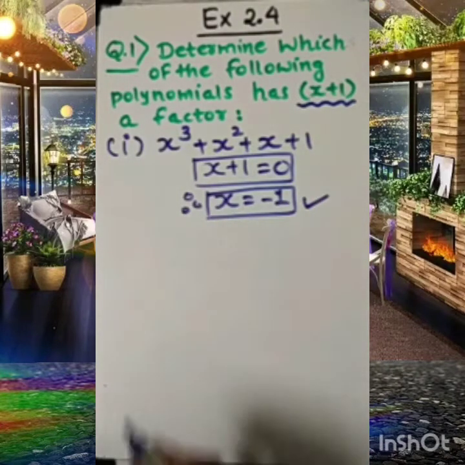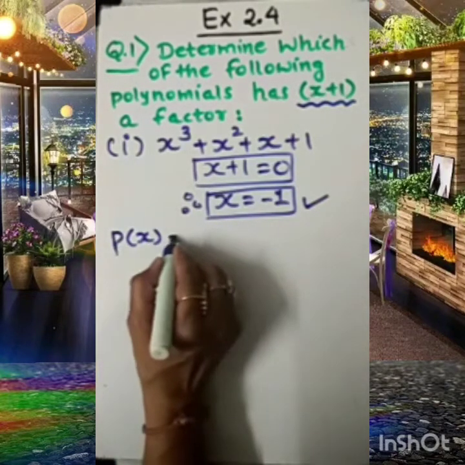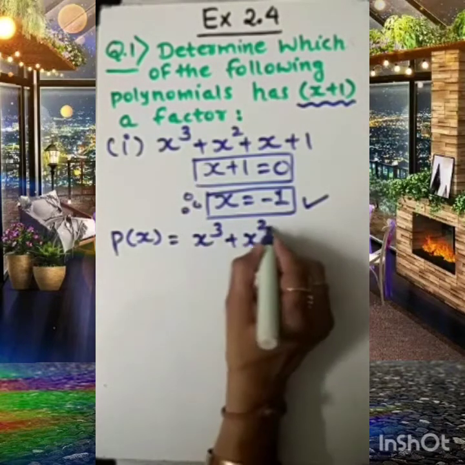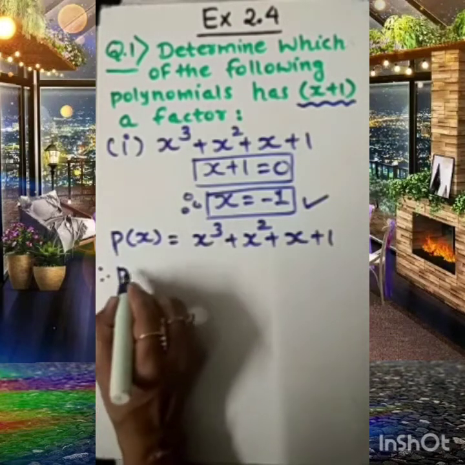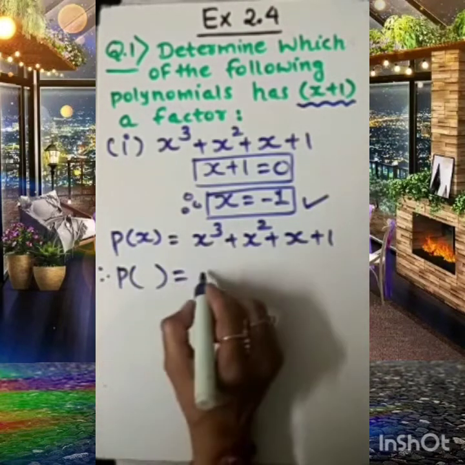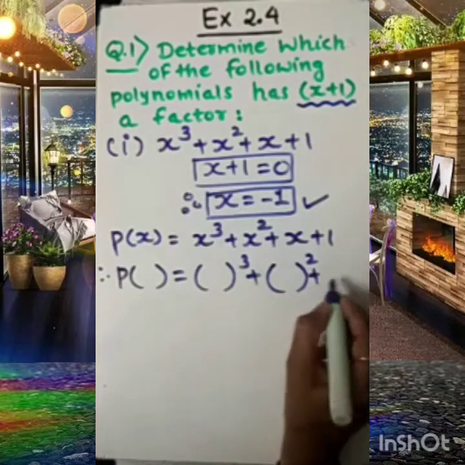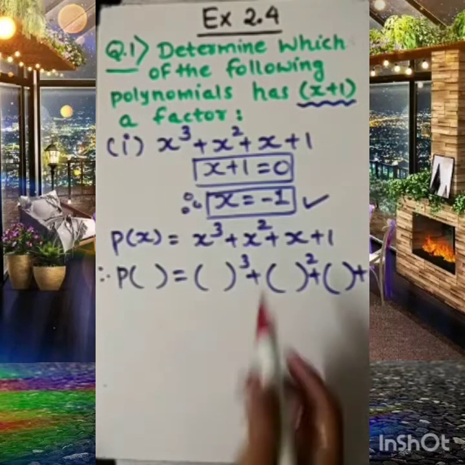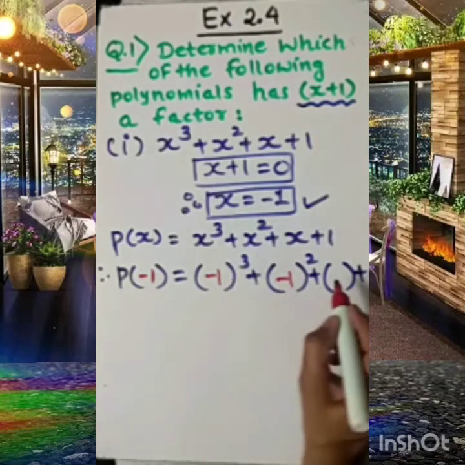Now what am I going to do? Let me call this polynomial p(x). Polynomial p(x) is x cube plus x square plus x plus 1. In this polynomial, in place of x, I will write the value, that is minus 1. I'm writing the rest as it is, and in place of x, I'm writing minus 1. Fine.